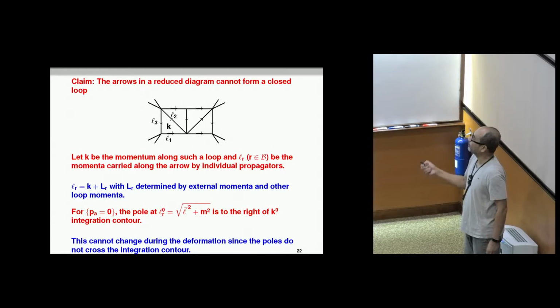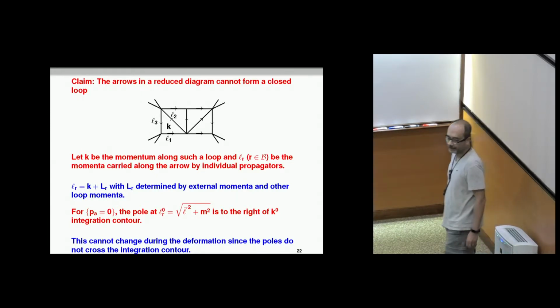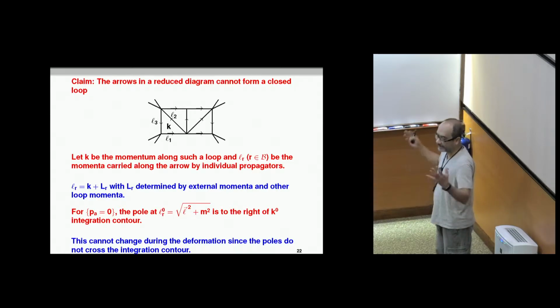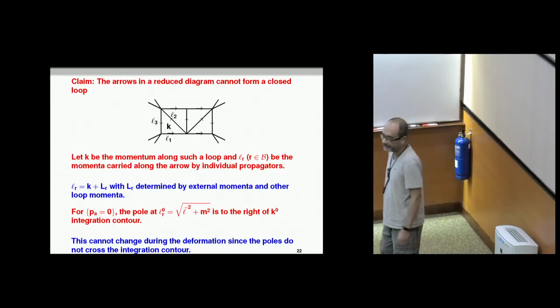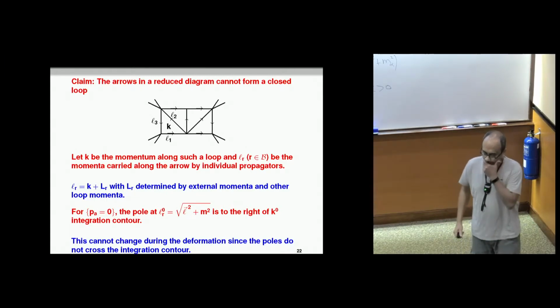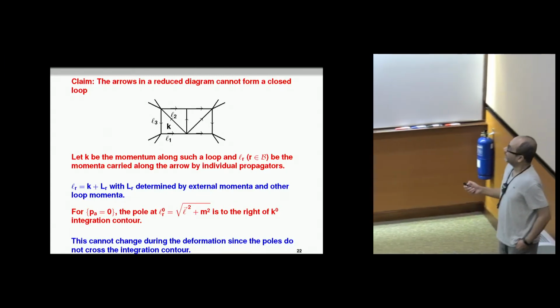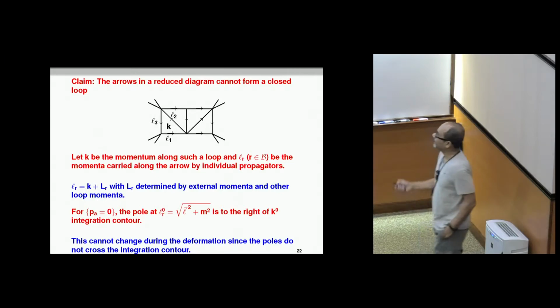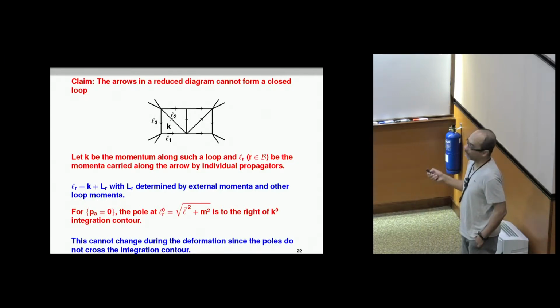So here I have drawn a reduced diagram. This means that the original diagram may have had many more propagators. They have all been collapsed because they are not forced to be on shell. Now, the claim that we'll make is that the arrows in a reduced diagram cannot form a closed loop. So, for example, this is not an allowed reduced diagram because here you see the arrows form a closed loop.